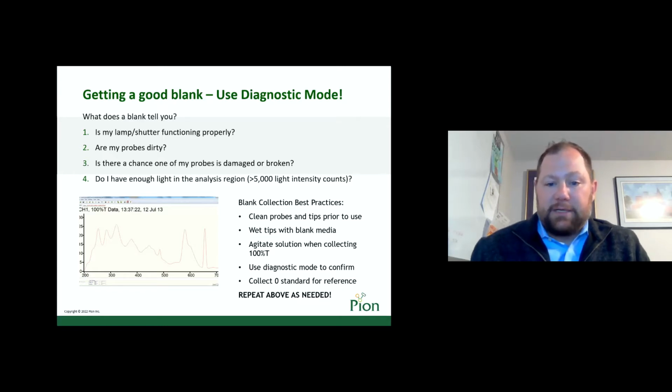If the lamp is beyond its recommended hours, the blank will tell us. If the probes, lenses, or mirrors are dirty, the blank will tell us. If there is damage or breakage in one of our channels, the blank will tell us. Analytically, the blank tells us where there is enough light to analyze. But the collection of the 100% T alone may cause us to miss some of the above. We must make it our standard operating procedure to use 100% T in diagnostic mode in conjunction.